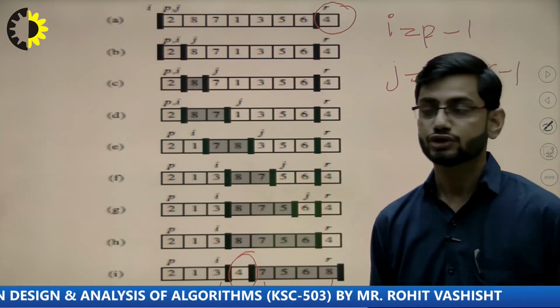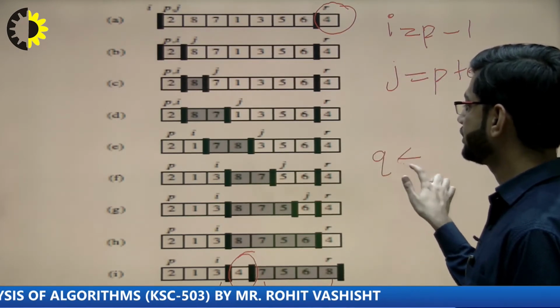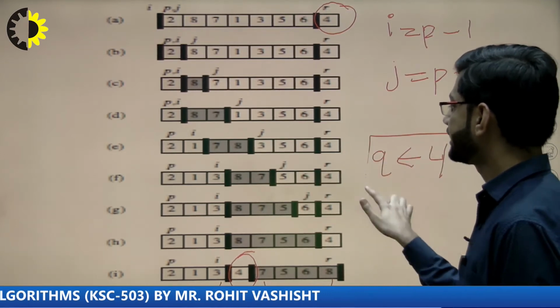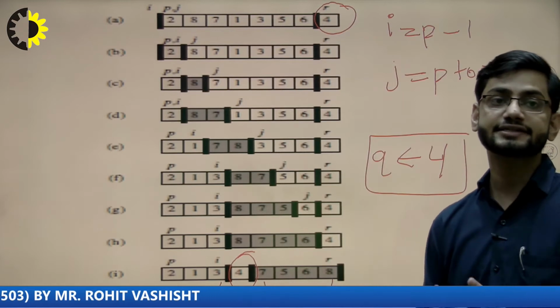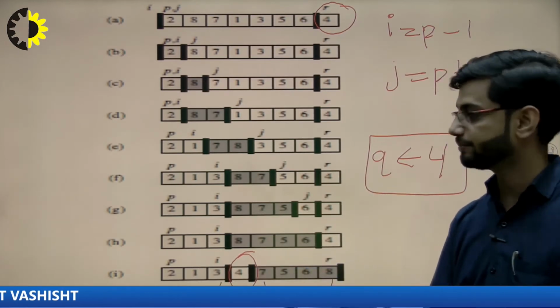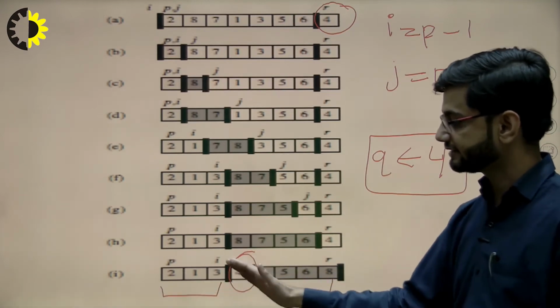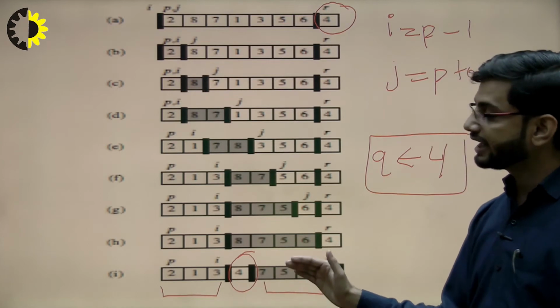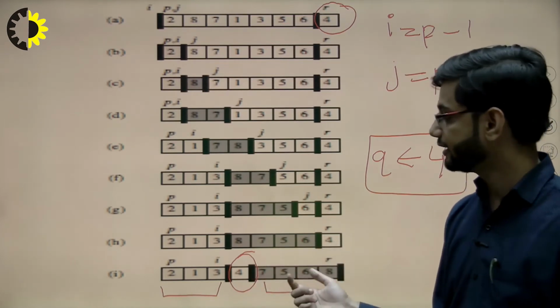And the pivot element 4 is placed at its correct position. So what will the partition procedure return? The partition procedure will return q is 4. That is, the pivot element 4 will be placed at its correct position, that is the index value 4th position. So all the elements that we are getting to the left of it are lesser than the pivot element, and all the elements that we are getting at the right hand side of it are greater than it.